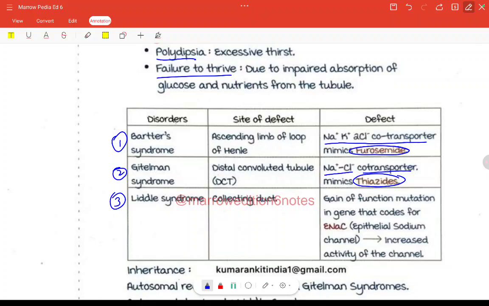of function mutation in the gene that encodes for the ENaC, the epithelial sodium channel, with increased activity of the channel. Gain of function mutation in the gene that encodes for the ENaC, that is epithelial sodium channel, and increased activity of the channel. Okay, that is in Liddle syndrome.